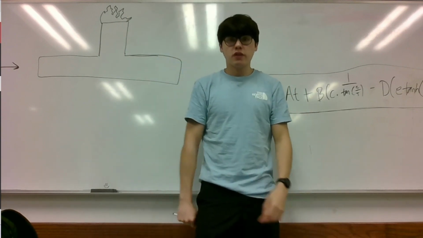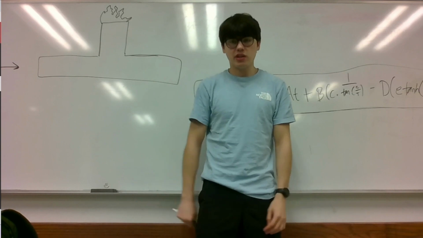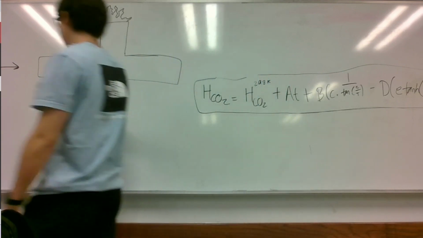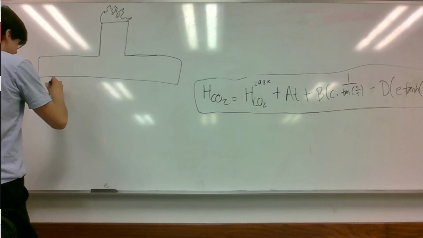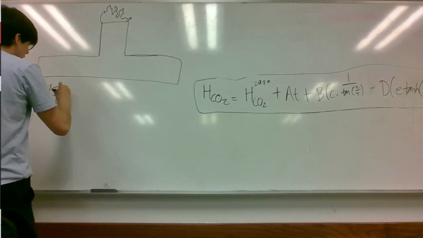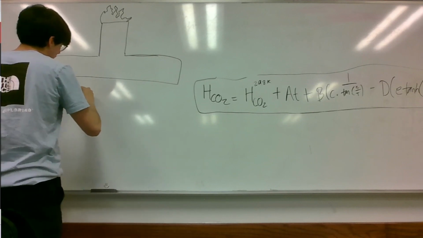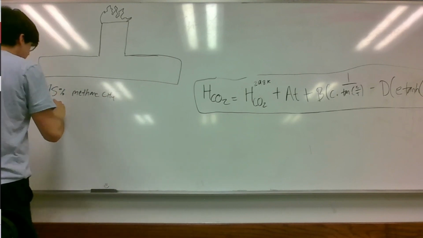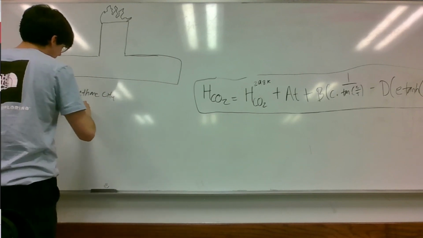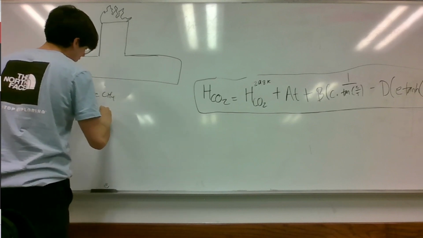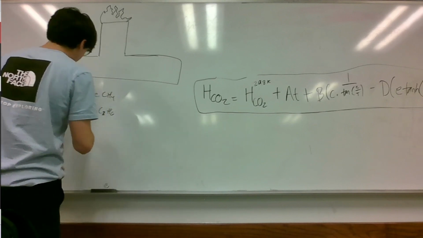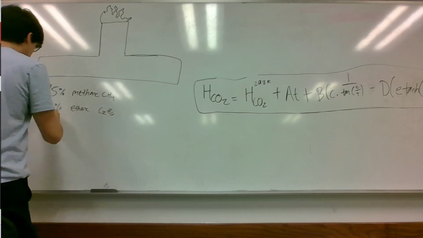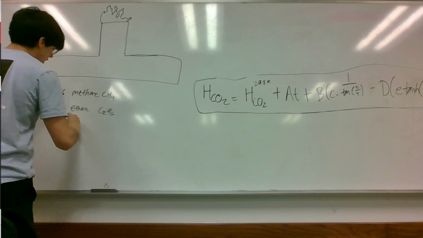So before we start solving the problem on Python here, I just want to get some context on the problem we're solving. So we have an inlet of natural gas here, and the natural gas composition is 95% methane, 4% ethane, and 1 percent N propane.